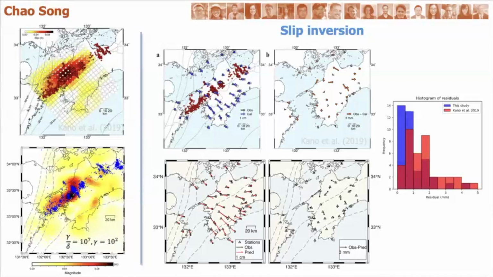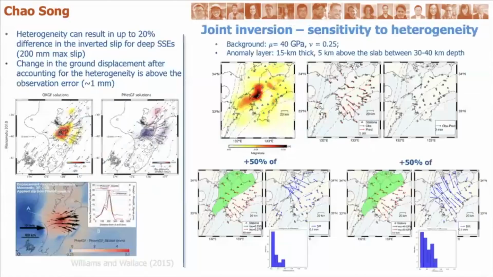Red is the original paper. It's interesting that our residuals are actually slightly smaller than theirs, more concentrated around 0. And then we went ahead to explore the possibility of a joint inversion.